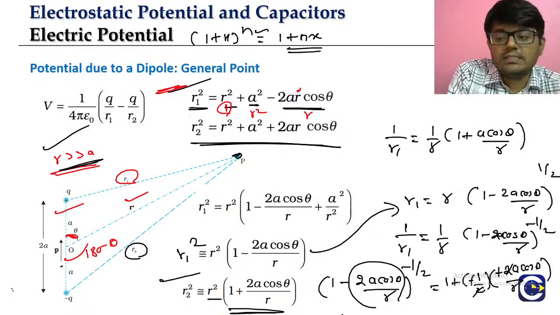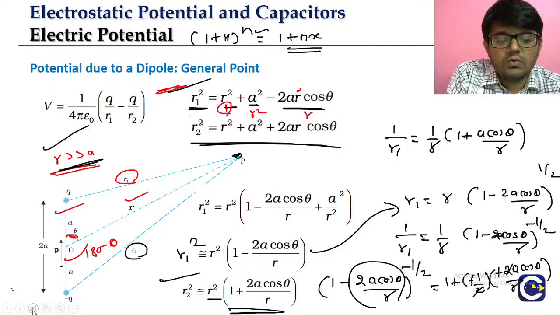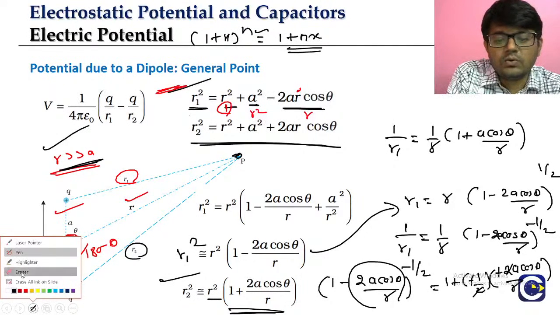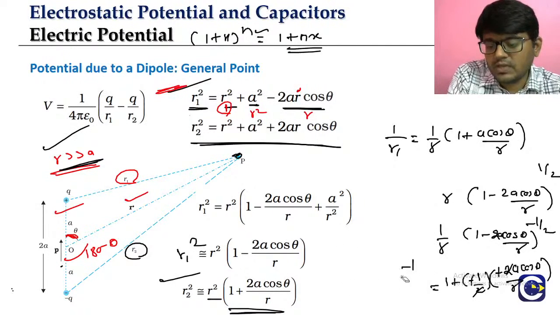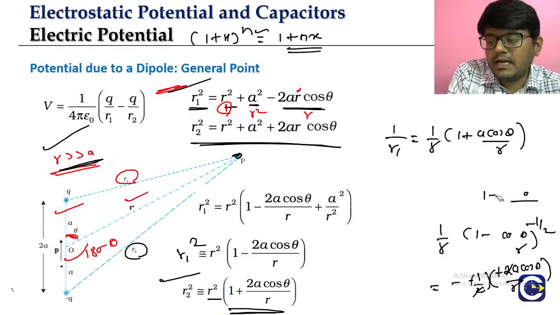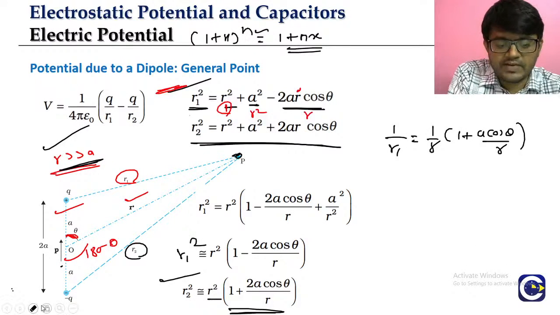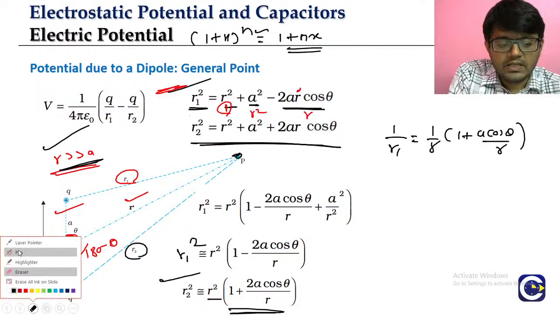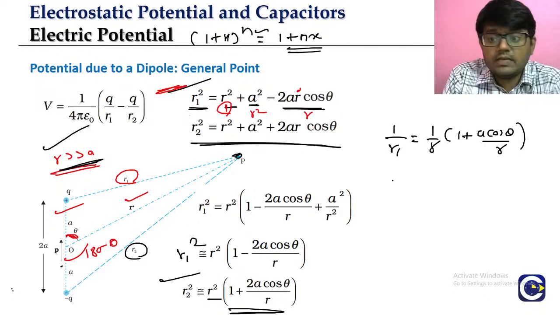What is 1 by r1 equal to? How does this come? By using the binomial simplification. So 1 by r1 is equal to 1 by r into 1 plus a cos theta by r. Okay? Now if we simplify the r2 square formula in the same way, what will we get? The only difference is that where you have a minus, here you have a plus. That's all.